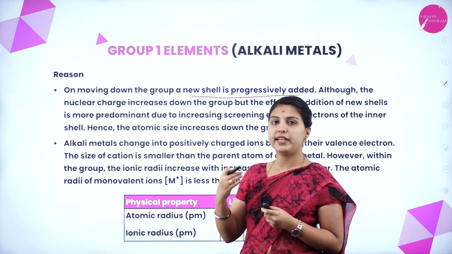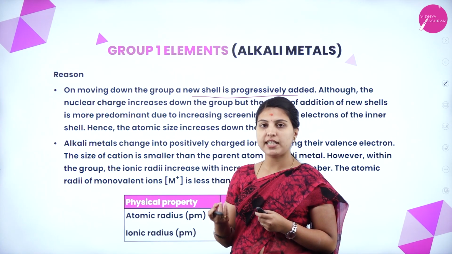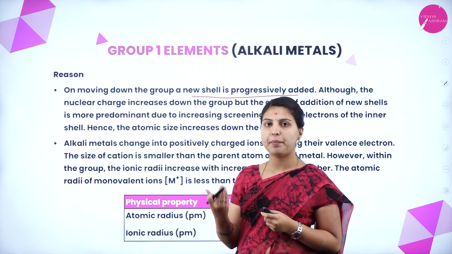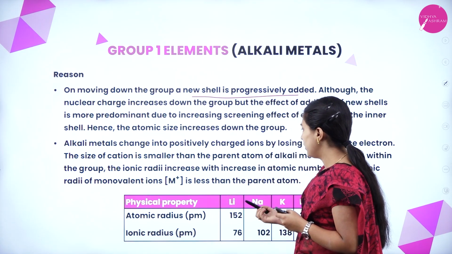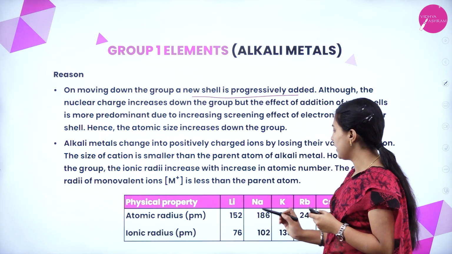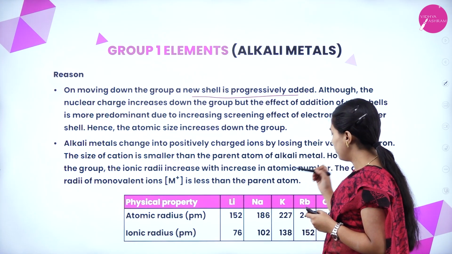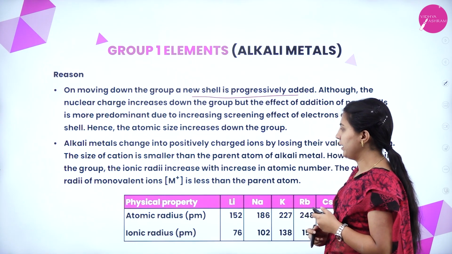What are they telling? They readily lose one electron from the valence shell. The size of the cation will be less than its parent atom. So, see here, the atomic radius is 152 and the ionic radius is 76. The ionic radius is always smaller than the atomic radius.